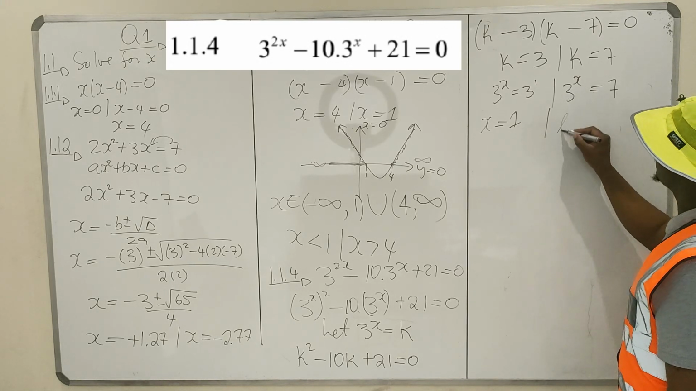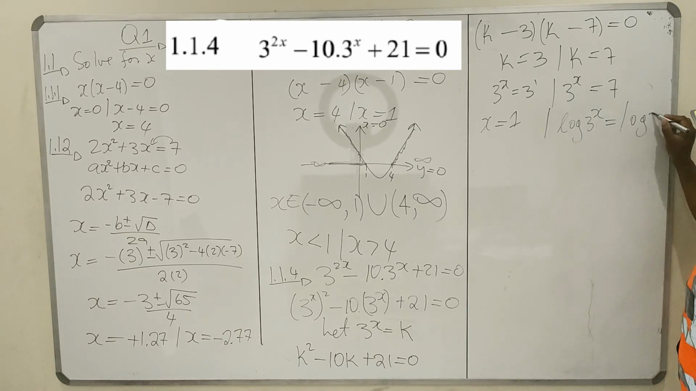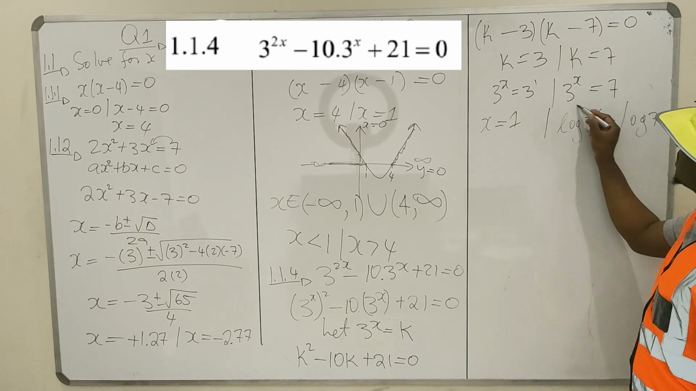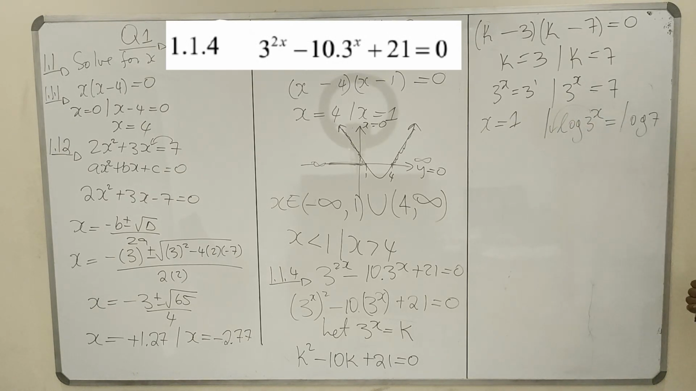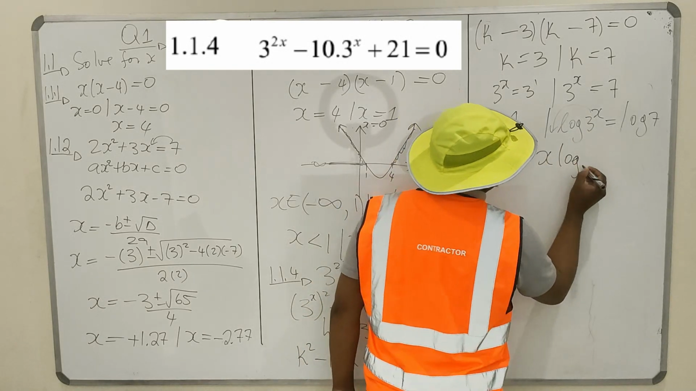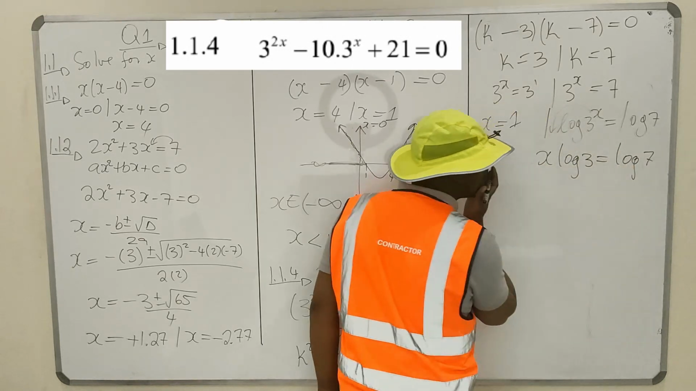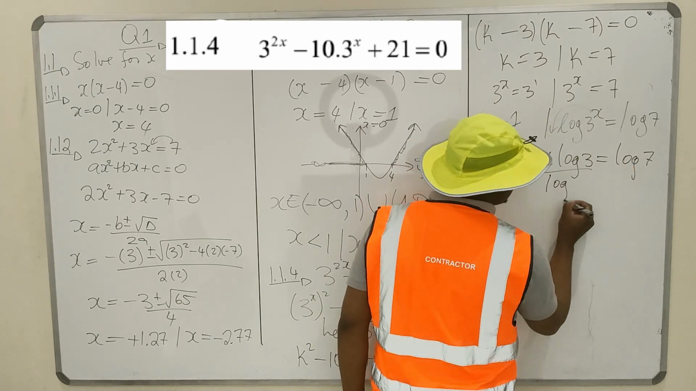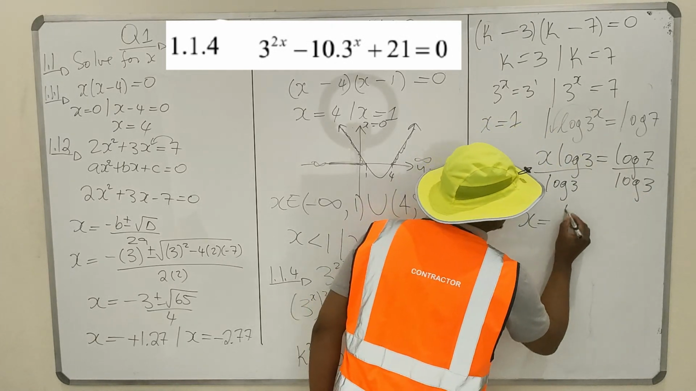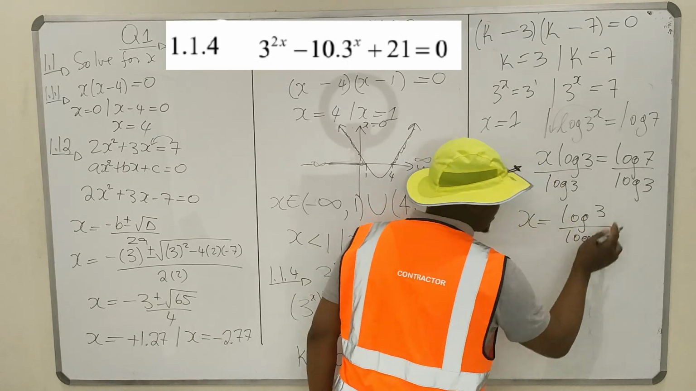You apply log, so you have log of 3 raised x is equal to log 7, right? So if you have log of something that has a power, the power goes to the front, right? So which means the power will come down here, and then you have x log 3 is equal to log 7, divided by log 3, divided by log 3. So your x is equal to log 7 over log 3. You can punch it here.